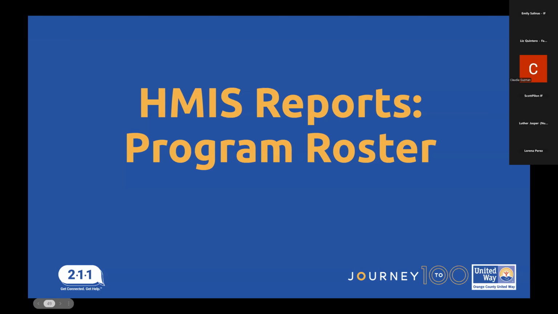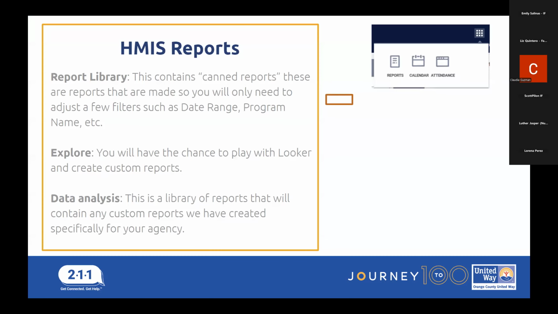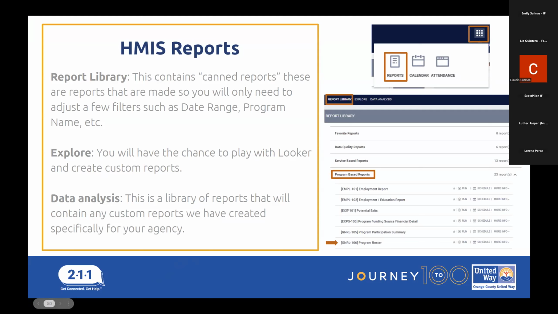In this last section, we will review the report library and navigate to the program roster report. To access the HMIS reports, you would go to the Launchpad and click on Reports to access the list of HMIS reports. It will then take you to this page, and you can see that it is divided up into 3 sections: Report Library, Explore, and Data Analysis.